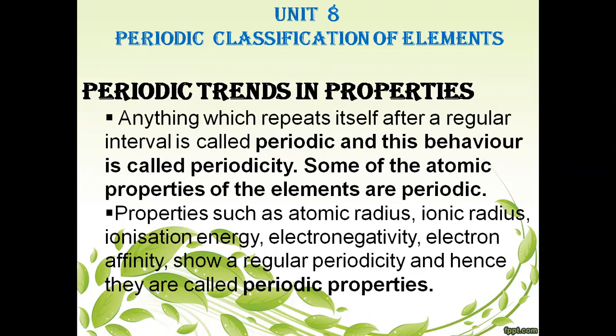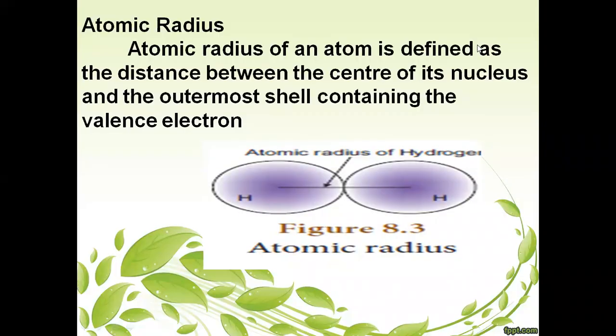One by one we will discuss the periodic properties. What is atomic radius, ionic radius, ionization energy, electronegativity, electron affinity? The first one is atomic radius. Atomic radius of an atom is defined as the distance between the center of its nucleus and the outermost shell containing the valence electron. This is called atomic radius.